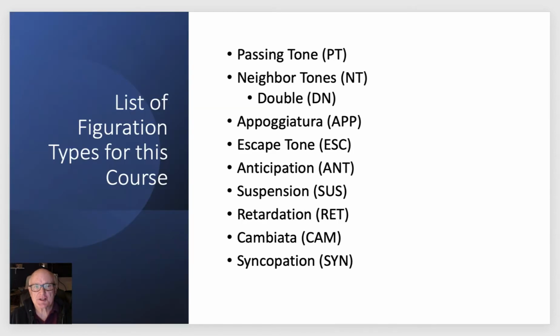So here's the list of figuration types for this course. Passing tone, neighbor tones, which you have used, all of these in counterpoint, appoggiatura, an escape tone, sometimes called an échappé tone, using the French pronunciation, an anticipation, a suspension, a retardation, a cambiata, and syncopation. Let's go over each one of these.